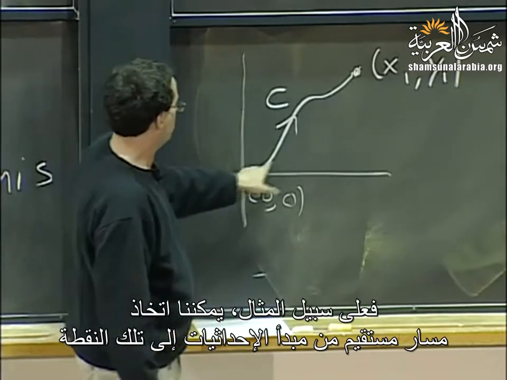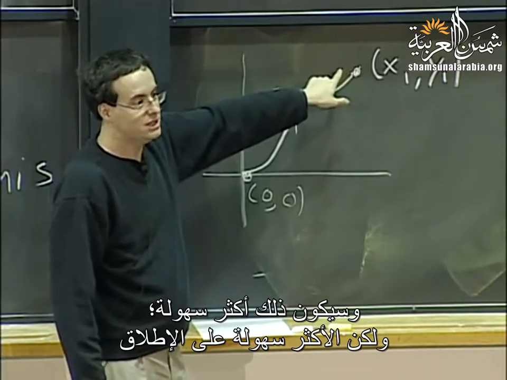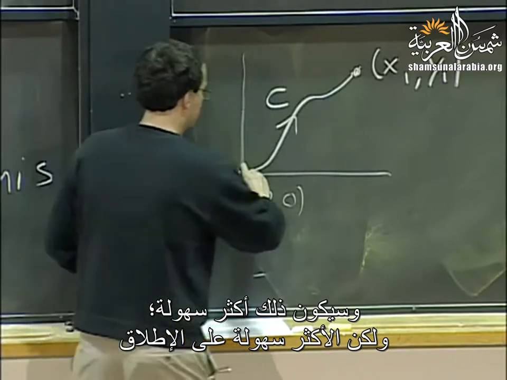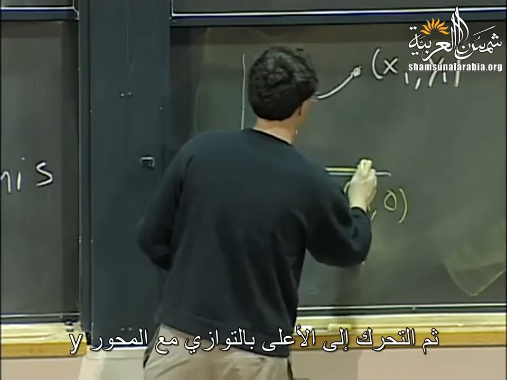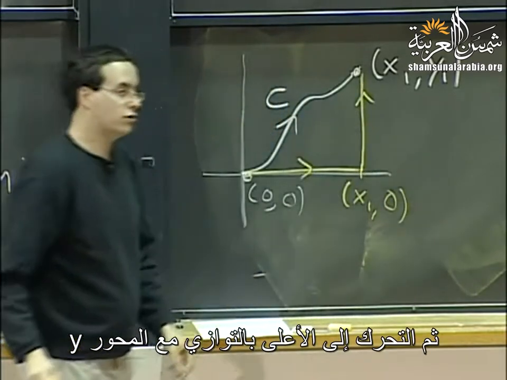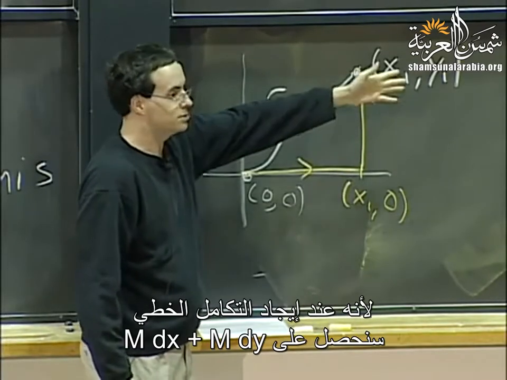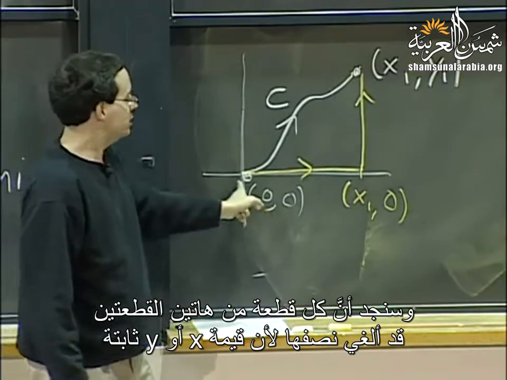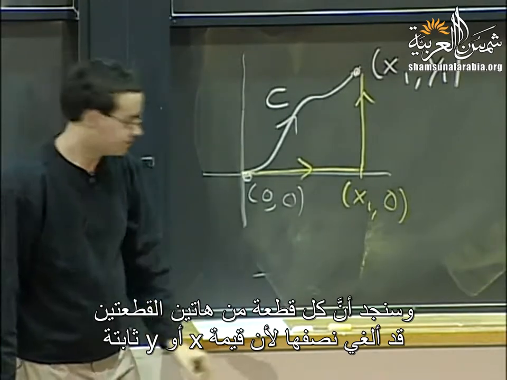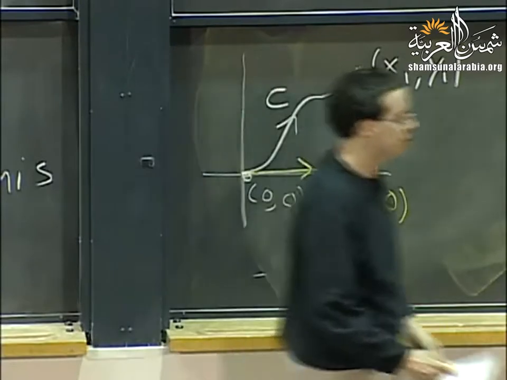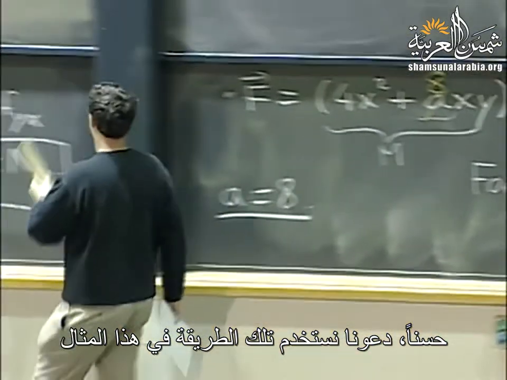For example, you can go on a straight line from the origin to that point. That would be slightly easier. But in fact, there's even easier. The easiest of all, probably, is to just go first along the x-axis to x1, 0, and then go up parallel to the y-axis. Why is that easy? Well, that's because when we do the line integral, it becomes M dx plus N dy, and then on each of these pieces, one half just goes away because x or y is constant. So let's try to use that method on our example.